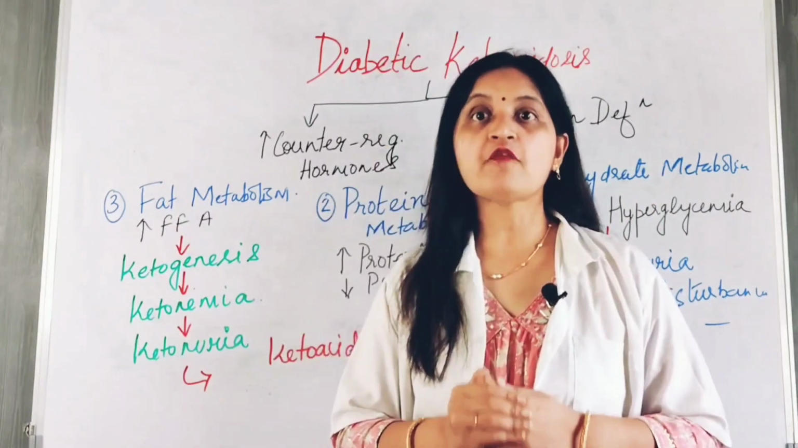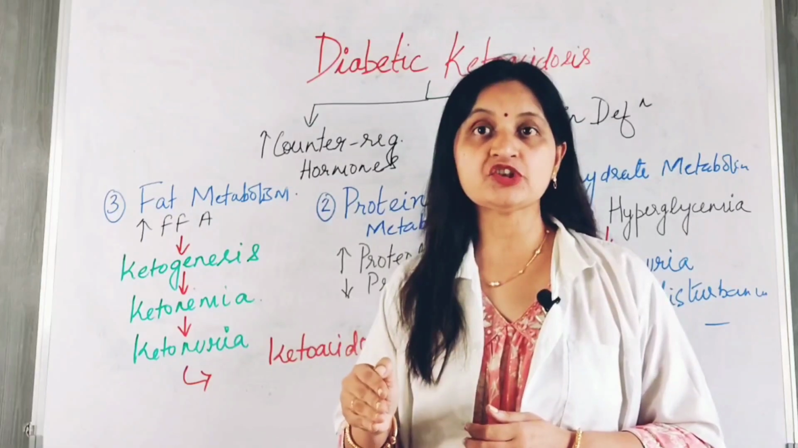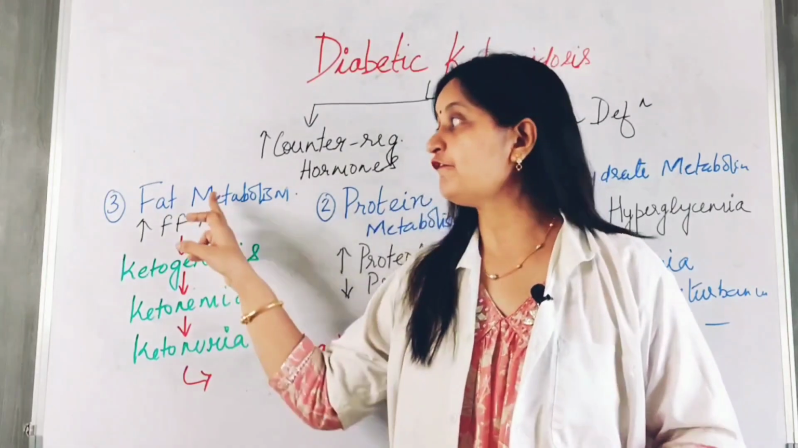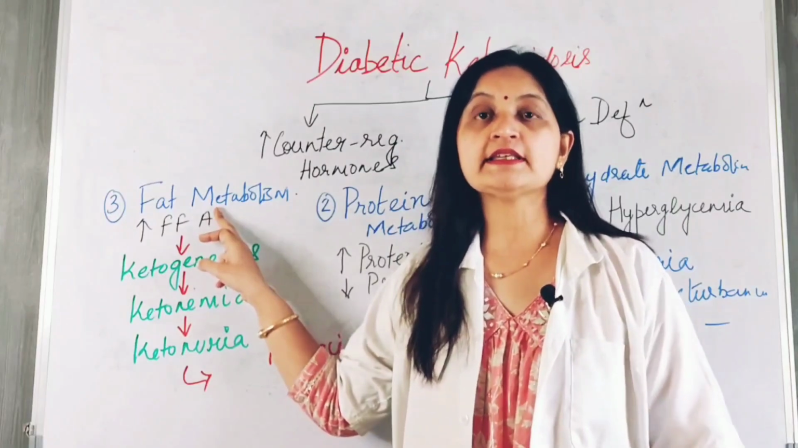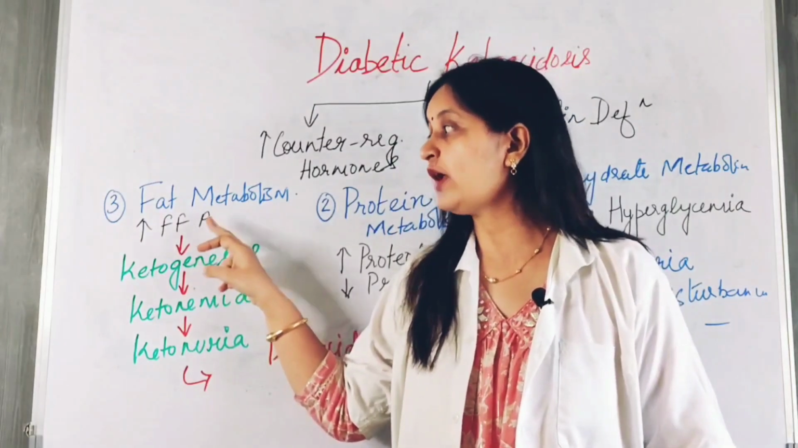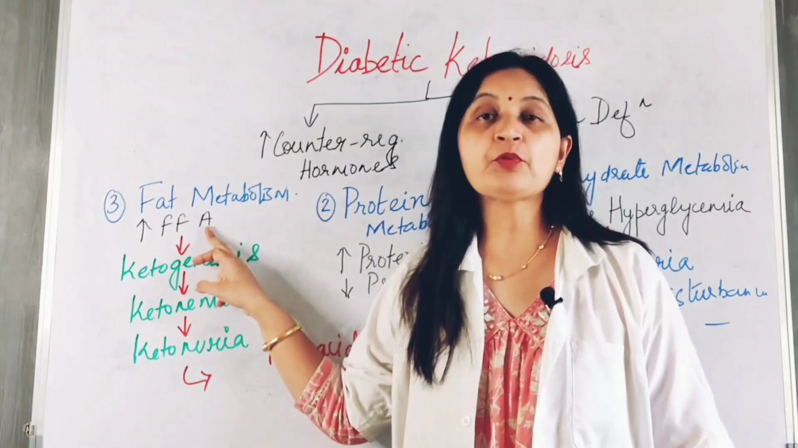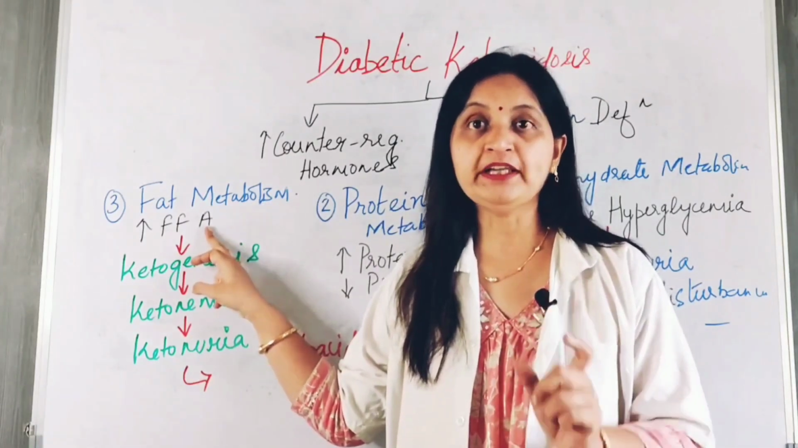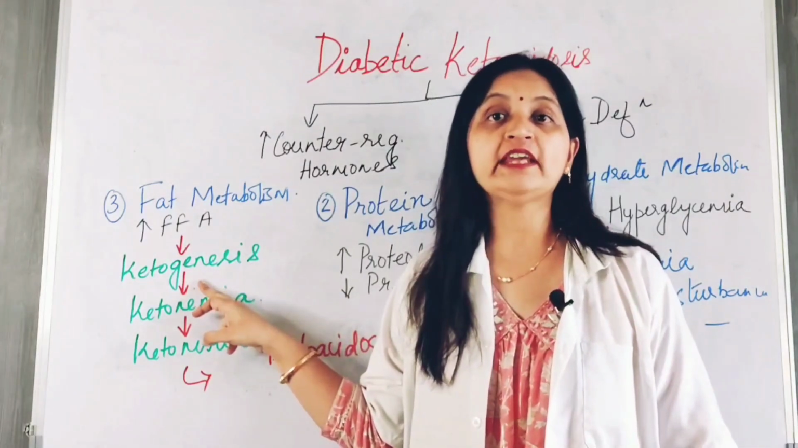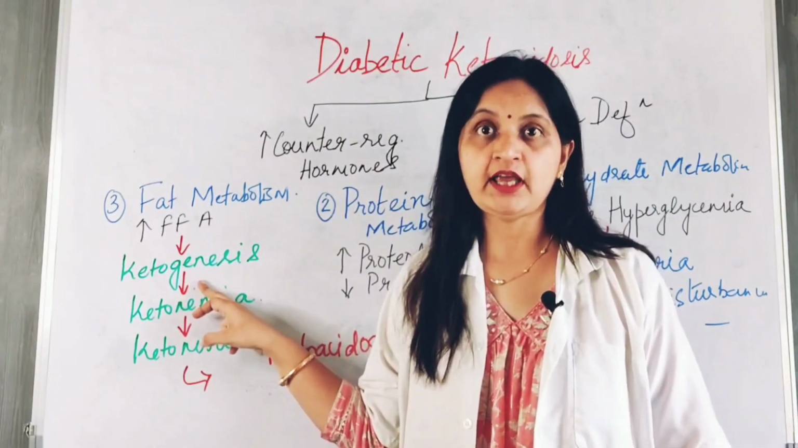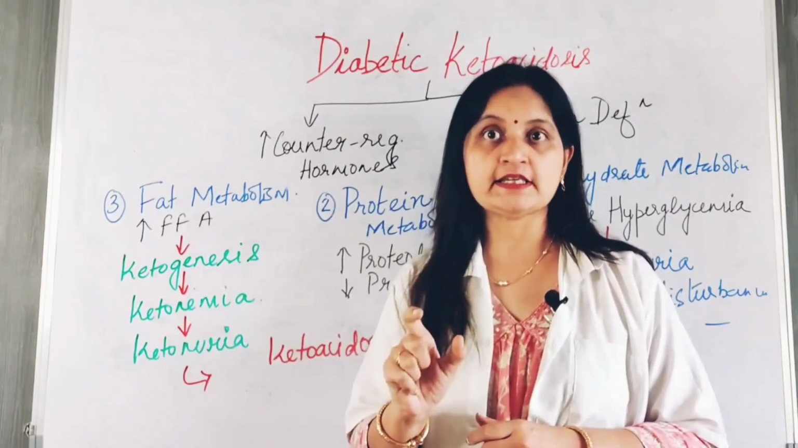So thirdly, because of insulin deficiency, there is impaired carbohydrate utilization. This in turn increases the fat metabolism or increased lipolysis. So there is increased lipolysis leading to excess free fatty acid formation in the circulation, and by the process of beta oxidation, free fatty acids lead to the formation of ketone bodies in the circulation, and the process of formation of ketone bodies is known as ketogenesis.